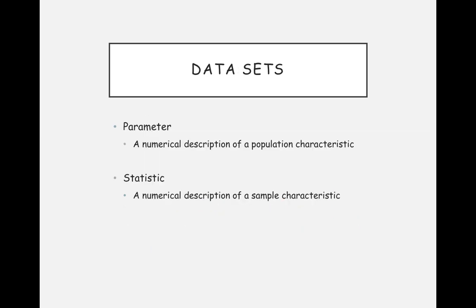So when we talk about populations and samples, we also have a term that describes the numbers that we get from those groups. So parameter is going to be a number that describes the population, and then a statistic is going to be a number that describes the sample. So the two P words go together, the two S words go together. So the population, this is the group, the sample is the group. The parameter and statistic are numbers.